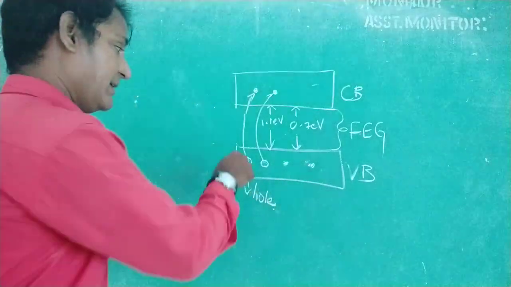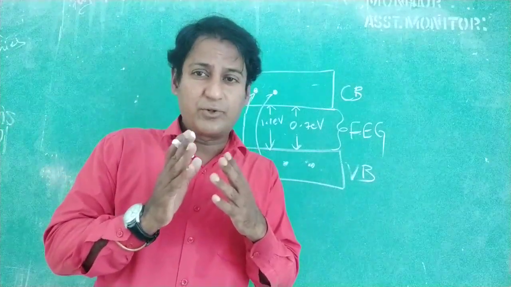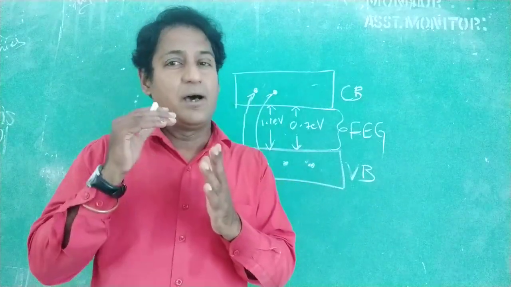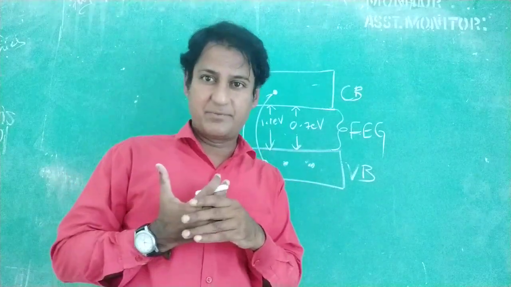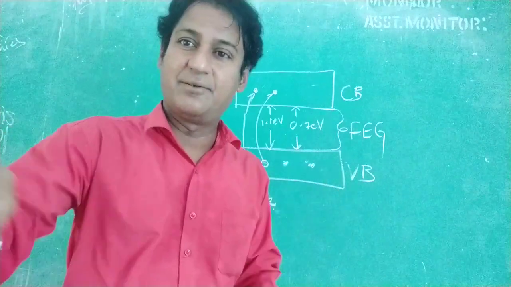And this is what a hole is about. We will look at the types of extrinsic semiconductors, that is n-type and p-type, in our next videos. I think you must have understood some concepts about these things, right? Thank you.